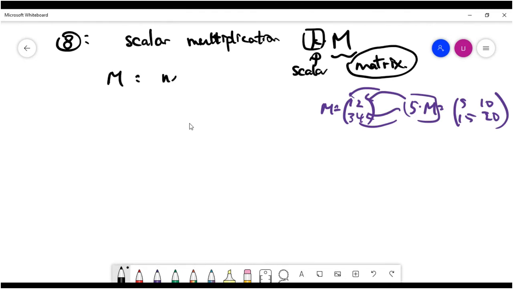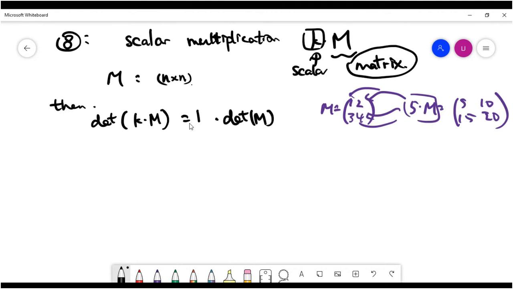Say now M has size n times n. I claim that the determinant of the new matrix after the scalar multiplication is going to be the determinant of the original matrix M multiplied by k to the power n, where n is the number of rows or the number of columns in the original matrix M. Can you see why it must be true?